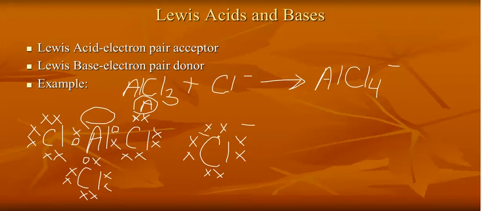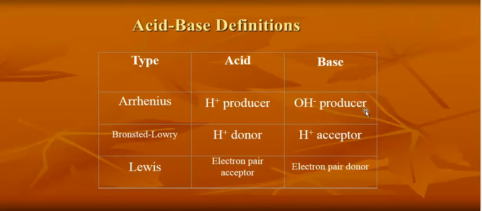Cl- has an extra electron pair. It's the donor, it's the base in this reaction. So with Lewis acids and bases, you draw the structures. And then in this case, AlCl4- is just a salt. So here's a summary of the 3 types, Arrhenius, Bronsted-Lowry, and Lewis. And again, they differ in how they define acids and bases.